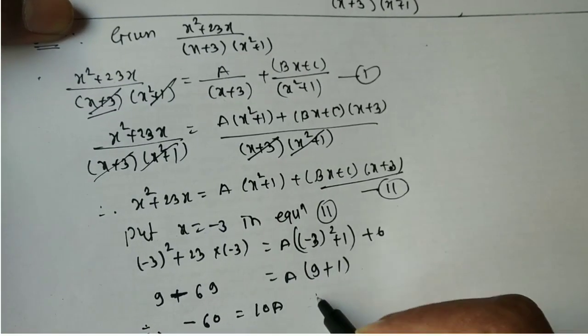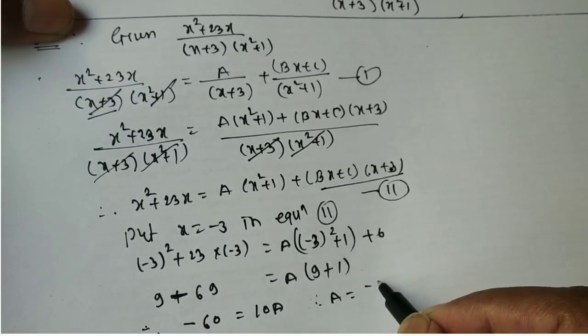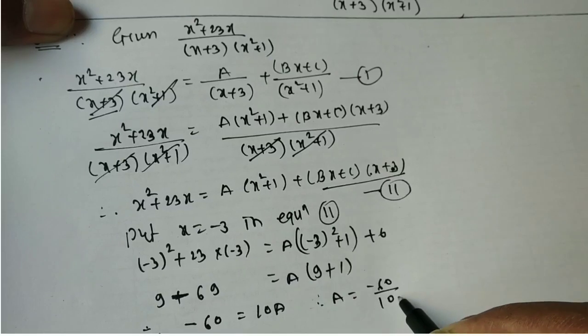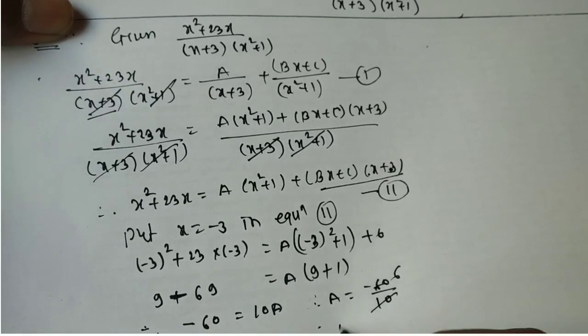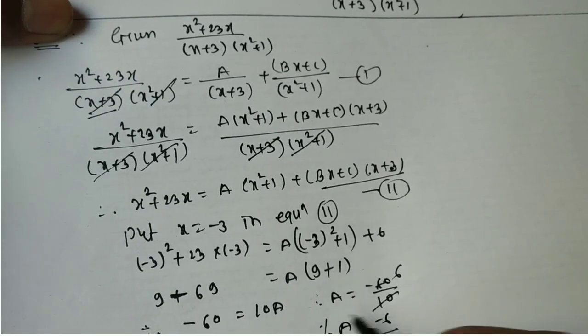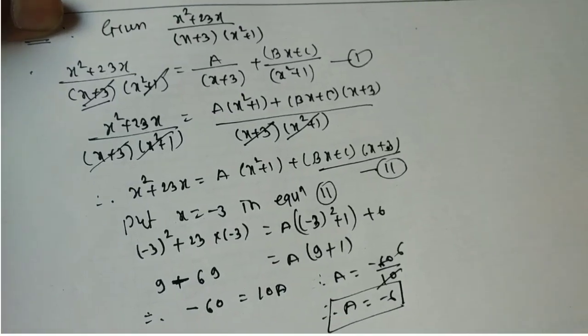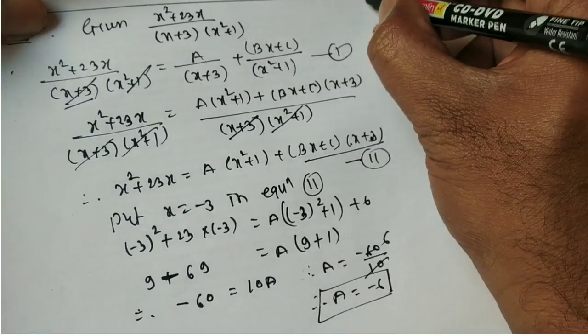And therefore what is a? Therefore a is minus 60 divided by 10. So 10 6 are 60. So a is minus 6. So you will get a is minus 6.